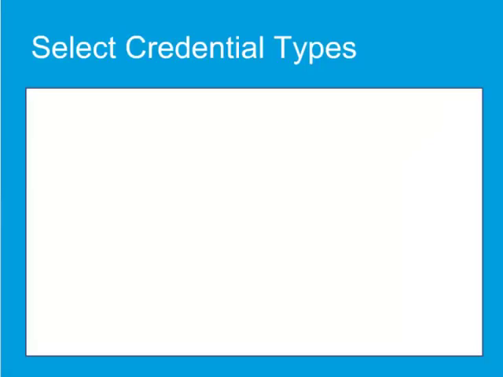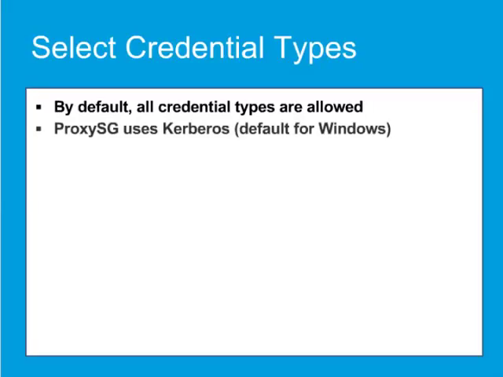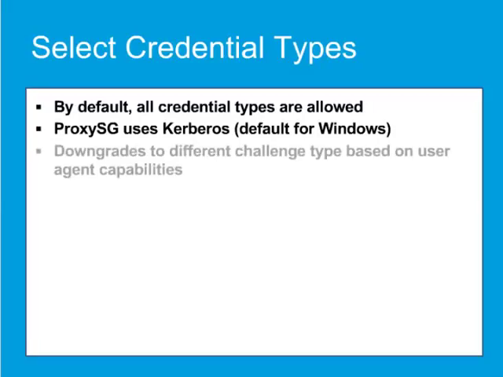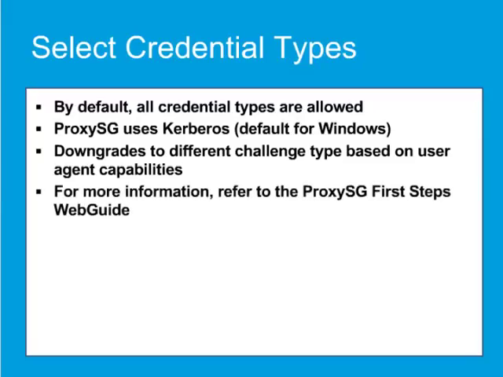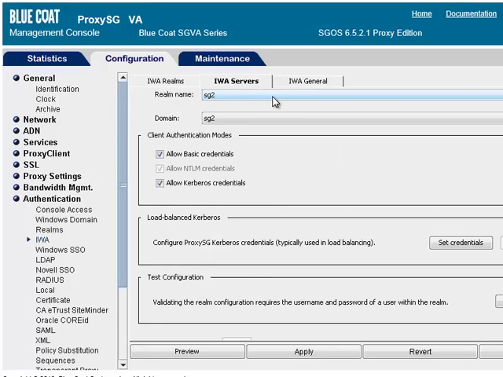Now you need to specify the type of credentials to accept from the user agent. By default, all credential types are allowed. The ProxySG will try to use Kerberos, which is the default authentication type for Windows clients, but will automatically downgrade to a different challenge type depending on the user agent's capabilities. For more information on credential types, refer to the ProxySG First Steps WebGuide. To specify the credential type, select the IWA Servers tab and then verify the realm name and domain from the drop-down lists. In the Client Authentication Modes section, select the desired credentials.